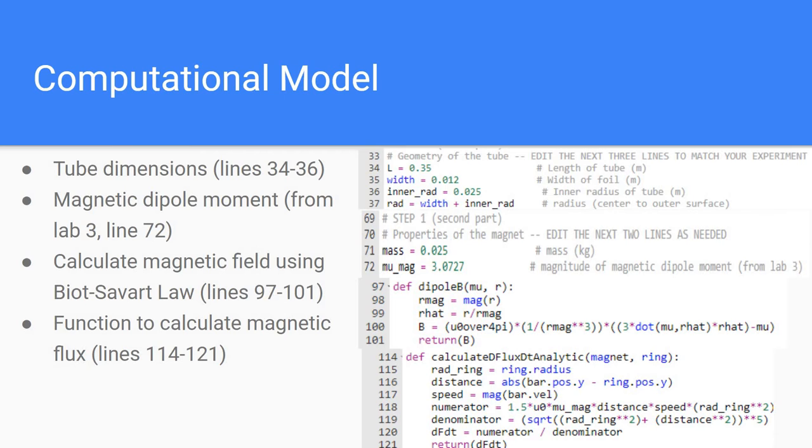Here's the code used to depict the computational model. As you see in lines 34 to 36, we enter the tube's dimensions. In line 72, we enter the magnetic dipole moment, which we got from Lab 3. Then we calculate the magnetic field using the Biot-Savart law, as shown in lines 97 through 101. We also created a function to calculate the magnetic flux, as shown in lines 114 through 121.